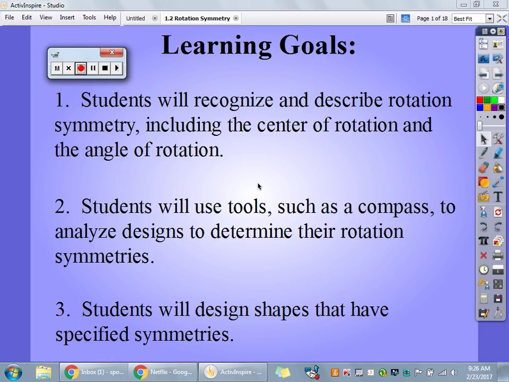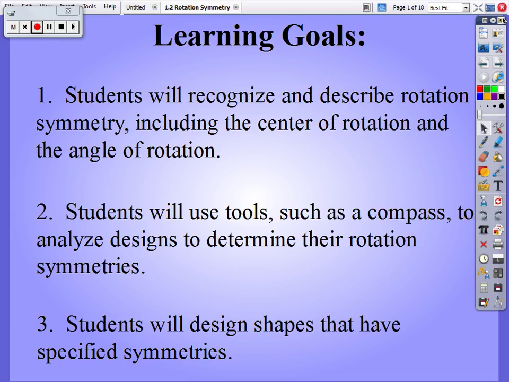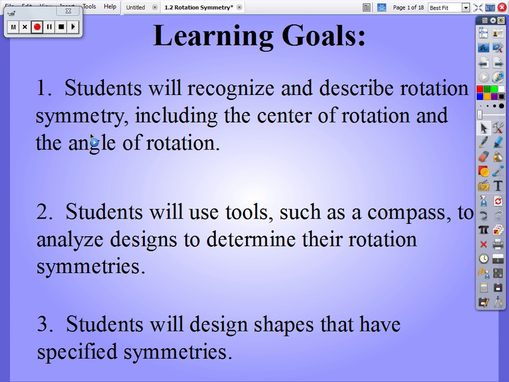Okay, so we just finished talking about reflection symmetry. The next one that we're going to talk about is rotation symmetry. These are basically the things that we want to talk about with rotation symmetry: recognize and describe rotation symmetry, use tools to analyze designs, and then design shapes that have specified symmetries. Basically, we want to be able to recognize and describe it, and then include the center of rotation and the angle of rotation. So this is going to be kind of our main focus on this one.